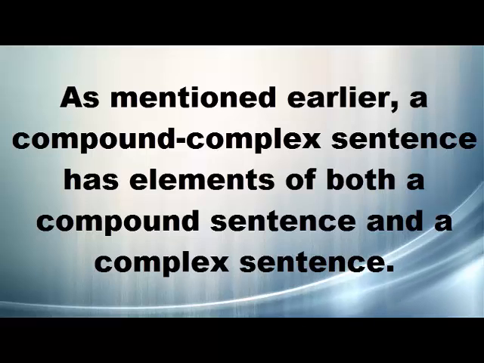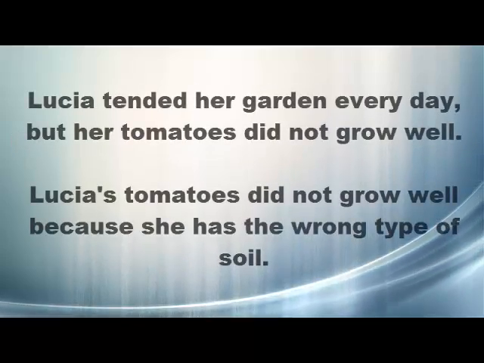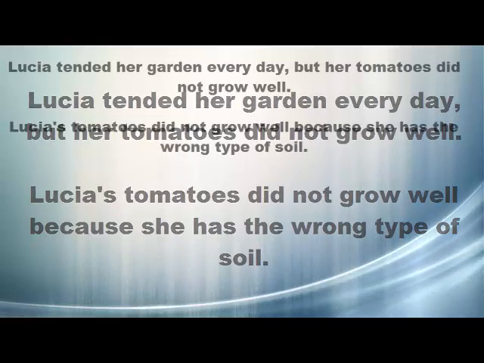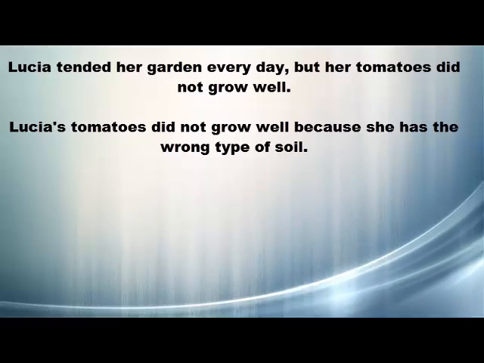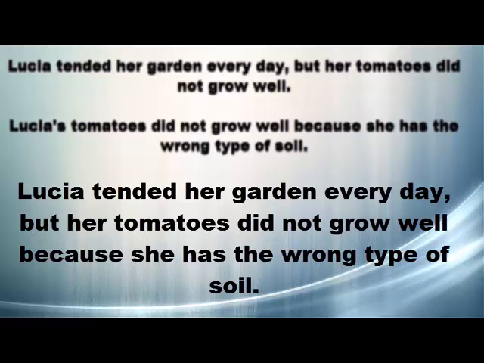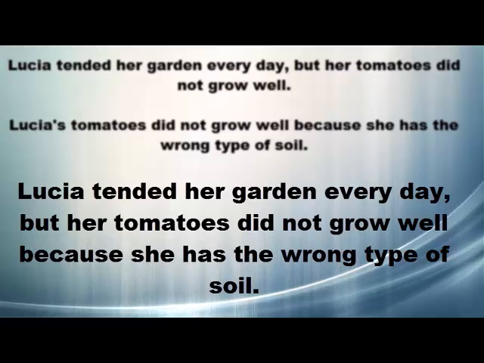As mentioned earlier, a compound complex sentence has elements of both a compound sentence and a complex sentence. Lucia tended her garden every day, but her tomatoes did not grow well. Lucia's tomatoes did not grow well because she has the wrong type of soil. These two sentences can be combined into one compound complex sentence. Lucia tended her garden every day, but her tomatoes did not grow well because she has the wrong type of soil.